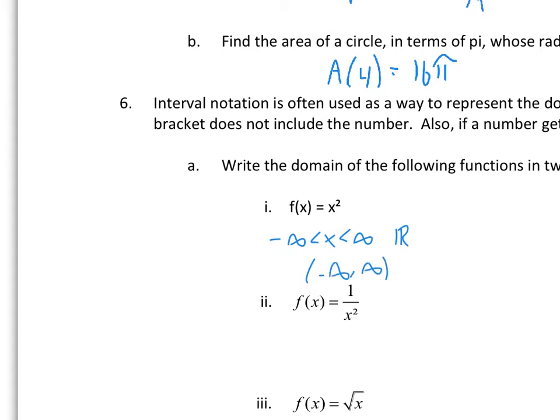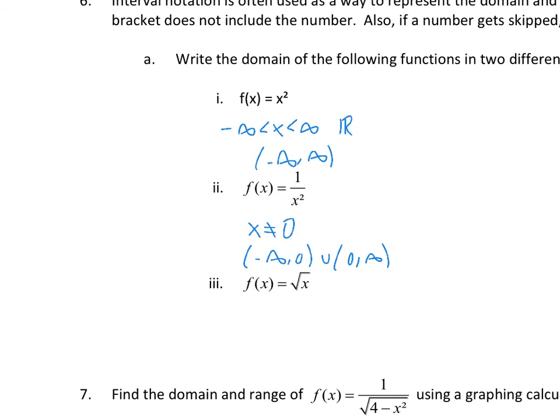For part 2, as an inequality, you can just say x is not allowed to equal 0, because that's the only domain restriction, because you can't divide by 0. Or in interval notation, that's negative infinity to 0, union 0 to infinity. Number 3, inequality is x is greater than or equal to 0, because you can't square root negative numbers, but you can take the square root of 0. Sometimes people get confused on that. And then remember we have our inclusive bracket on 0 to infinity for interval notation.